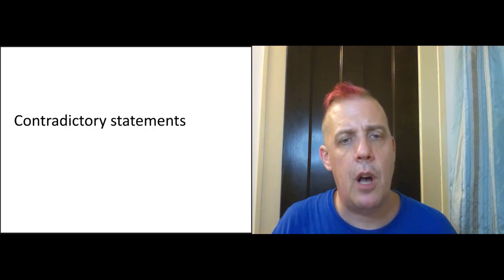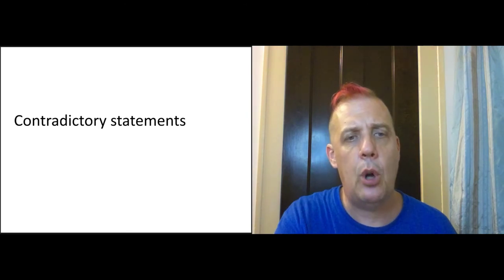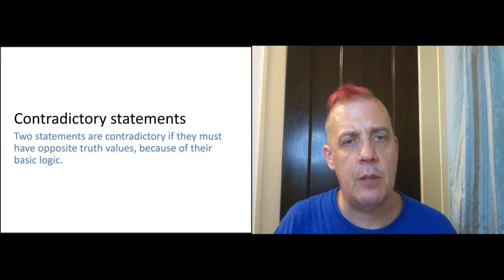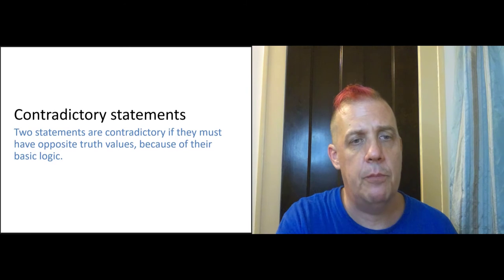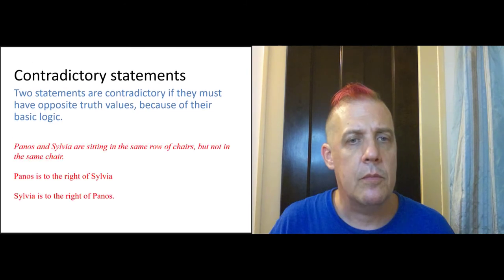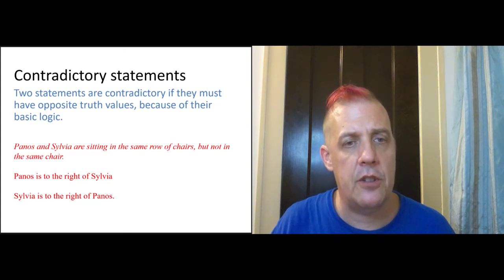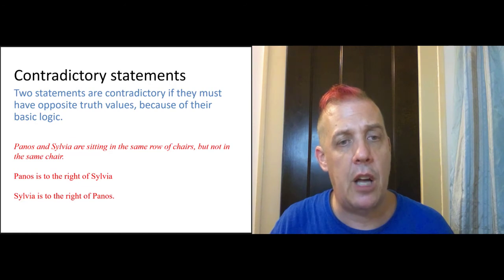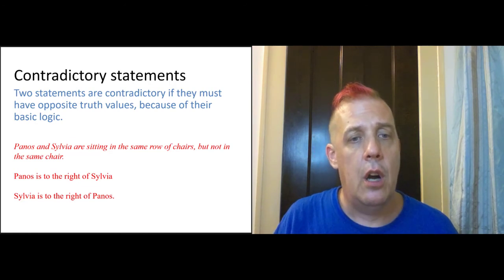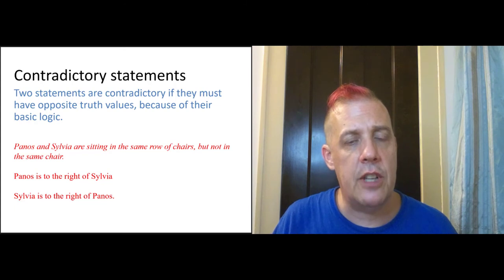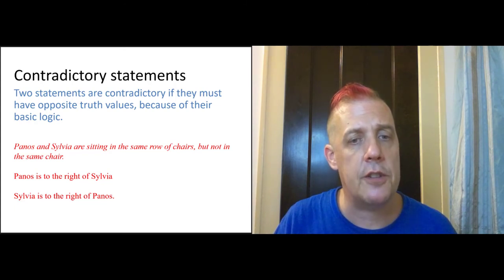We said that a pair of statements was logically equivalent if it always had the same truth value. The polar opposite of that are contradictory statements. These are statements that must have opposite truth values because of their logic. Imagine that two people are sitting next to each other in the same row of chairs, and they're not in the same chair. Panos and Sylvia. Panos is to the right of Sylvia. Sylvia is to the right of Panos. Those statements are contradictory because if one's true, the other has to be false, and vice versa.